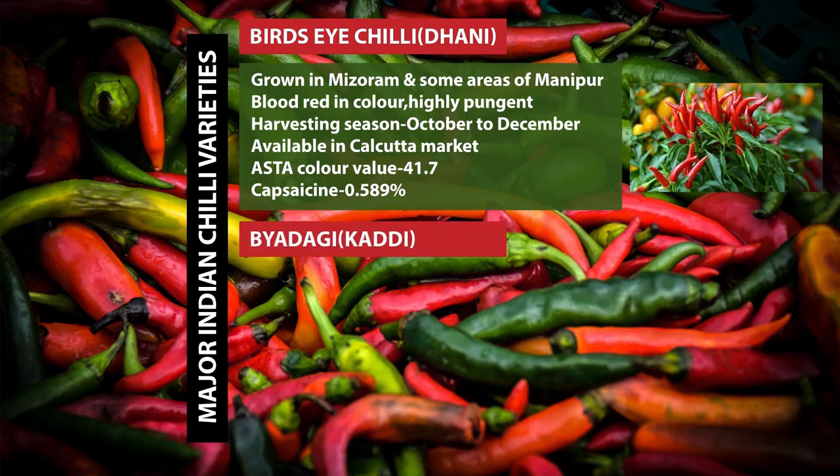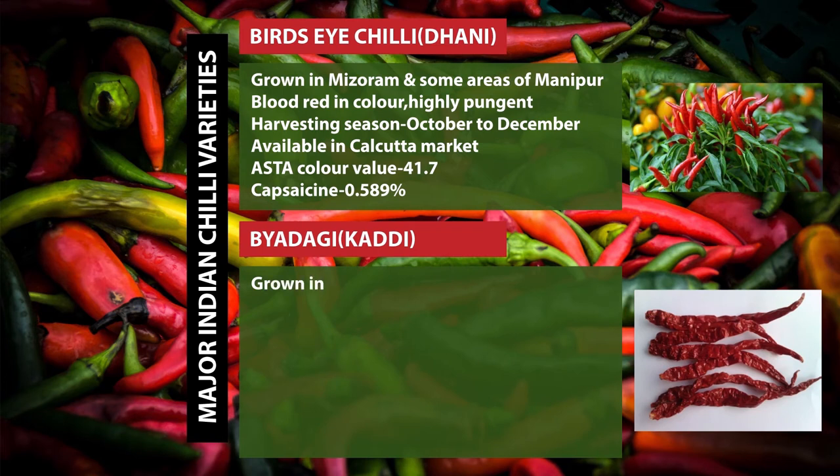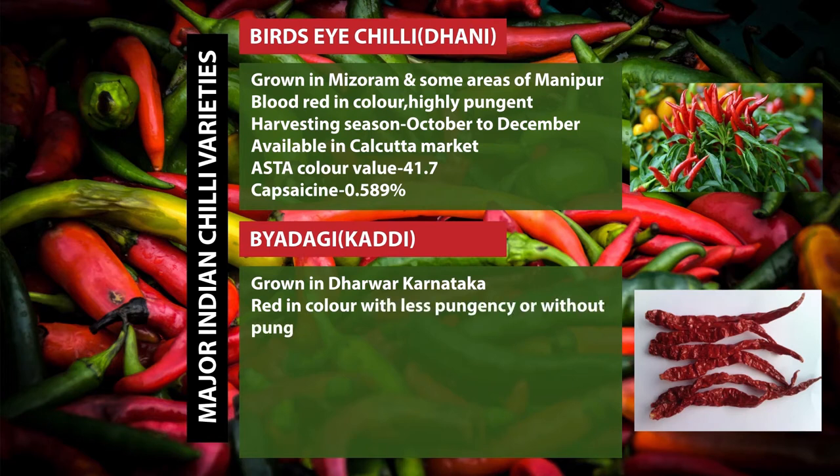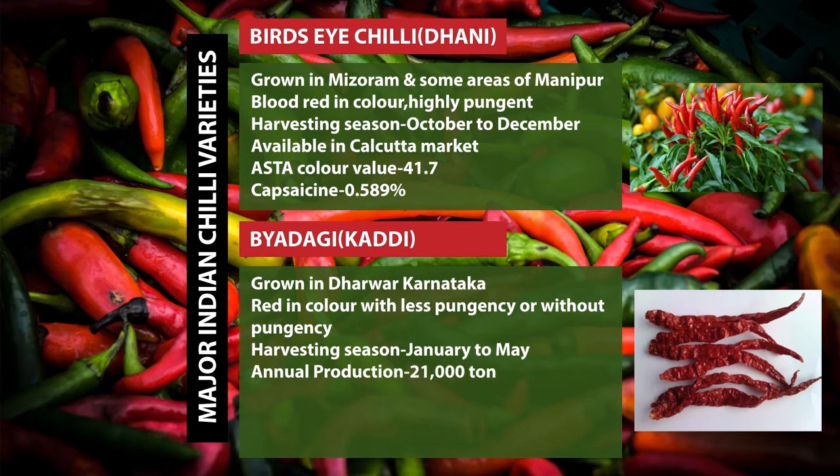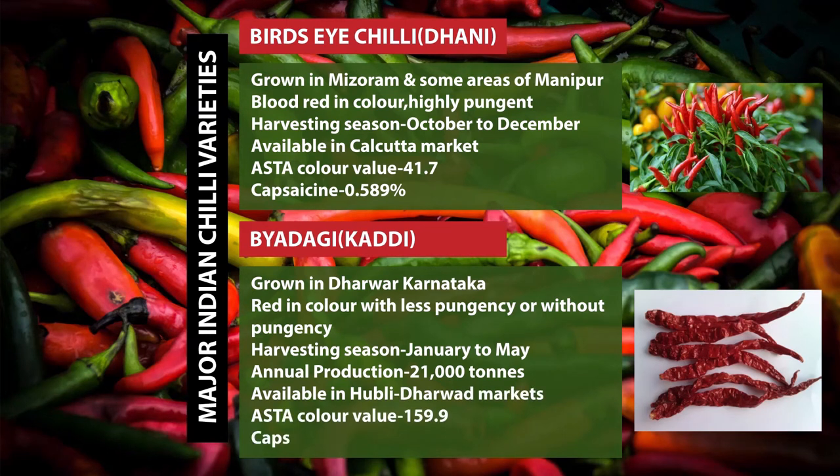Bayadagi, Kadi, grown in Dharwad, Karnataka. Red in color with less pungency or without pungency. Harvesting season, January to May. Annual production, 21,000 tons. Available in Hubli, Dharwad markets. ASTA color value 159.9. Capsaicin negligible.